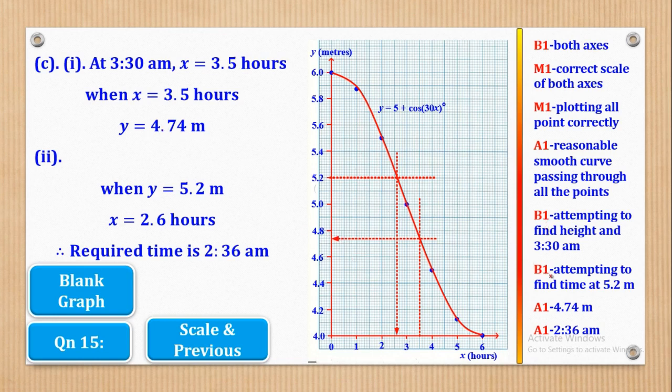Then another B1 will be attempting to find the time at 5.2 meters. So these dotted lines here, when they are seen, it means that you attempted to find this time. Therefore, that's where this B1 is coming from. Now the L1 is reading off this value, which is 4.74 meters. And another L1 is reading off this value.